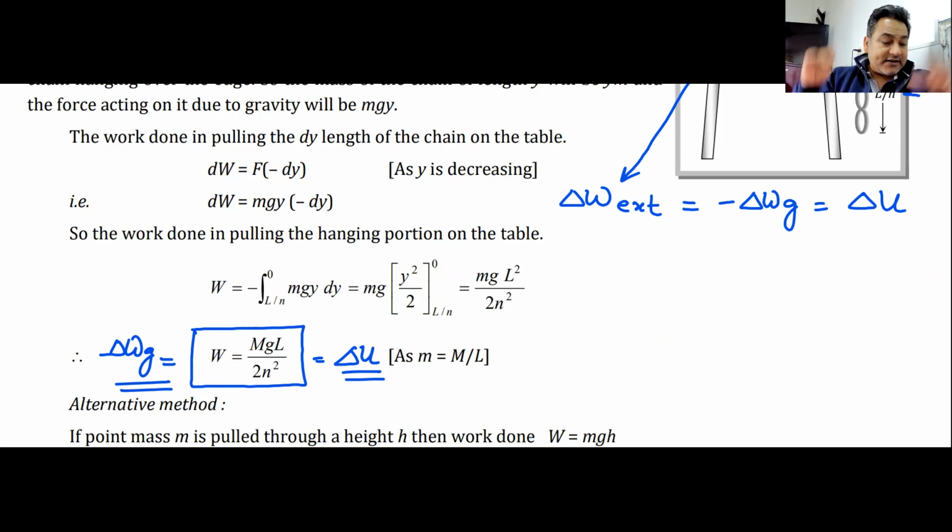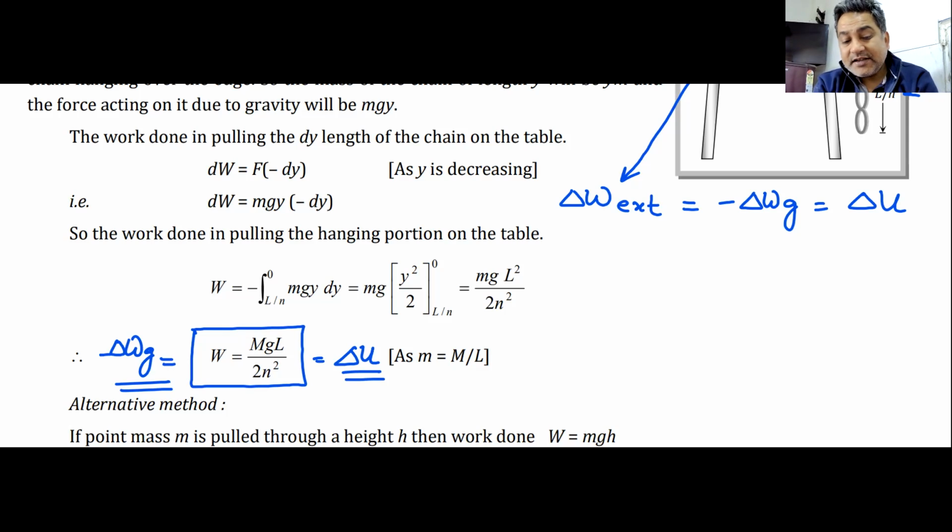Do we understand this? Can I have some response that we understand this? So you have to remember the heading, you have to remember the diagram. 1 by n part of the chain is hanging. If n is 2, half is hanging. If n is 3, 1/3 is hanging. Can I have a raised hand from the girls sitting on the right? Boys on the left, do you understand this? I hope you have noted this down.